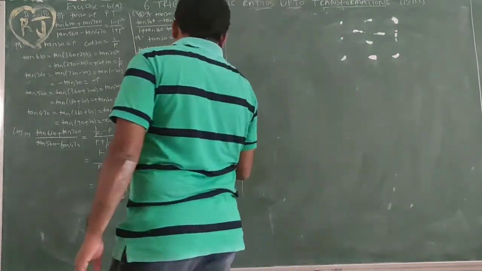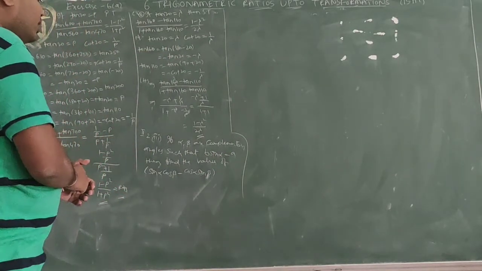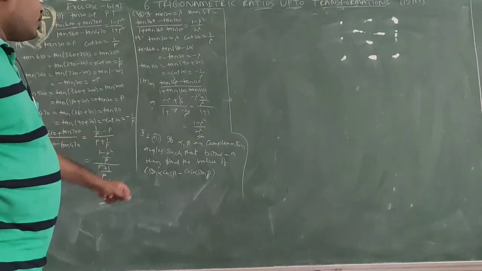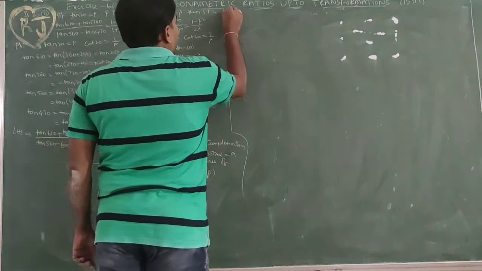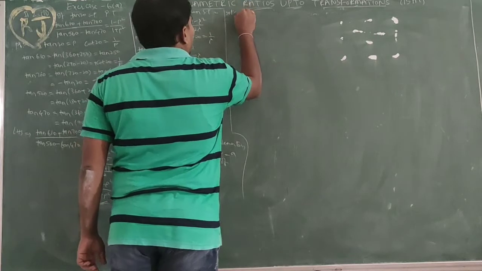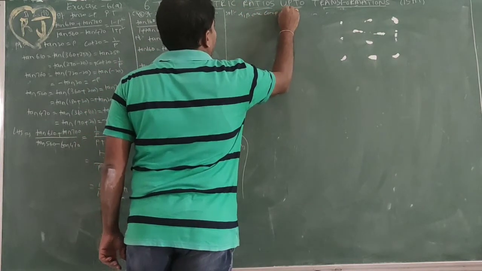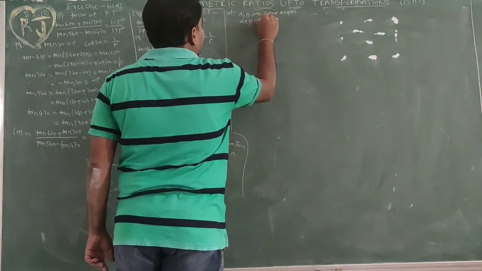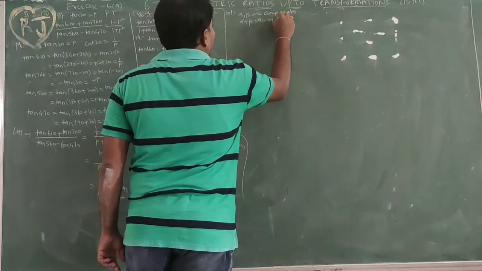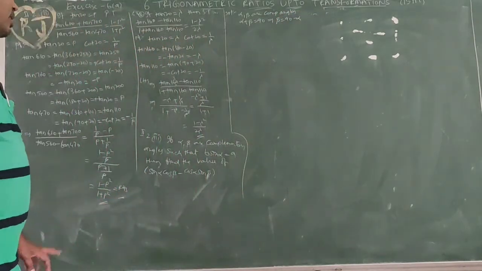Alpha, beta are complementary angles such that b sin alpha equals a. Then find the value of sin alpha cos beta minus cos alpha sin beta. First, alpha, beta are complementary angles, so alpha plus beta equals 90 degrees, which implies beta equals 90 minus alpha.